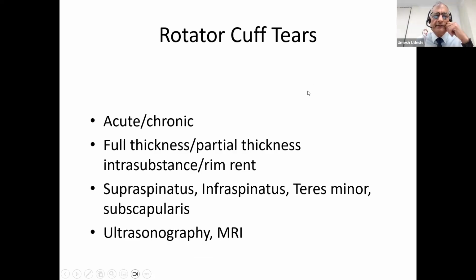Now, rotator cuff tendon tears. So they can be acute or chronic. They can be full or partial thickness. They can be intrasubstance, also alternatively known as rim rent tears. Well, intrasubstance may be a longitudinal split. A rim rent tear is, I'll show you an example in a minute and explain that. So obviously they can affect any of the rotator cuff tendons, and ultrasound and MRI can both diagnose these conditions.